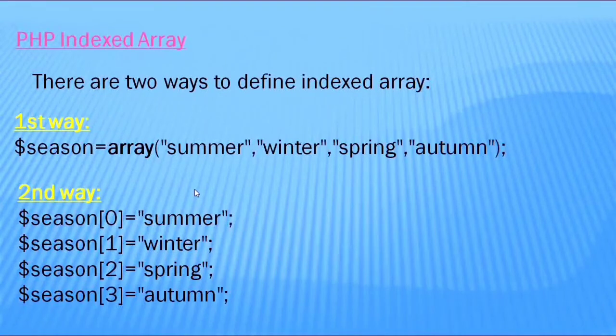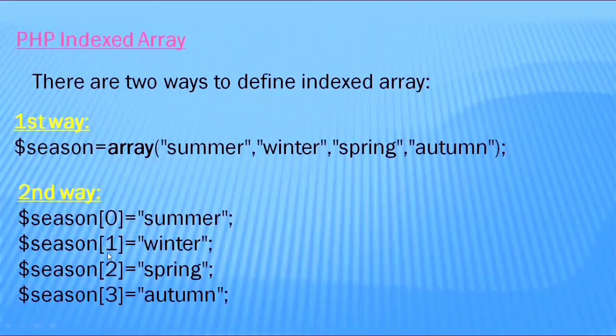There are two ways to define an indexed array. If you look at this, the first way of declaration is season equal to array of summer, winter, spring, autumn. So these are the array declarations. The first index starts at 0. Okay. Next way. This is the second way. Season 0 is the index. The 0 index value is summer.